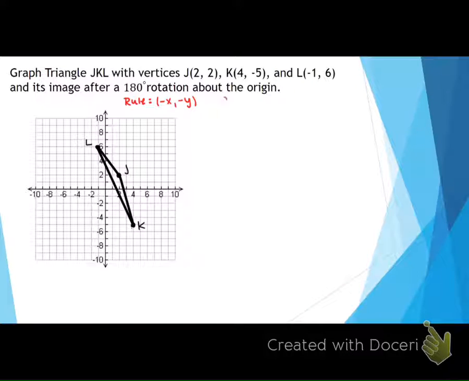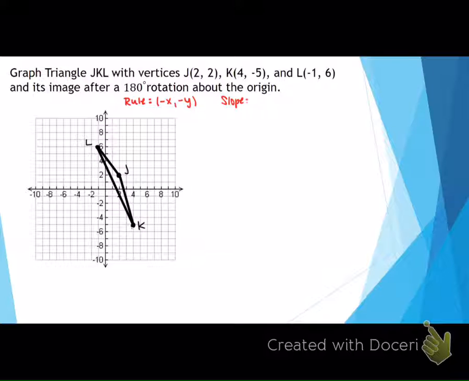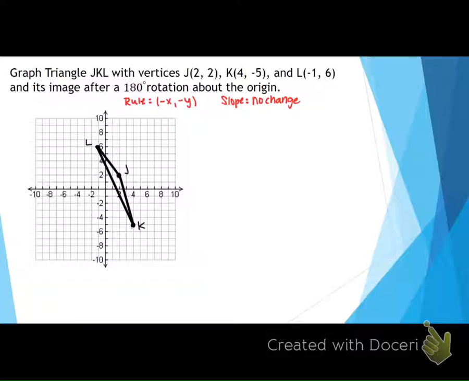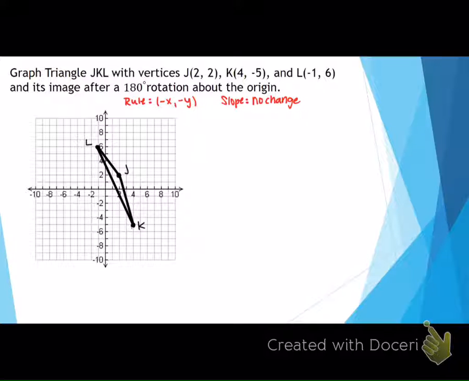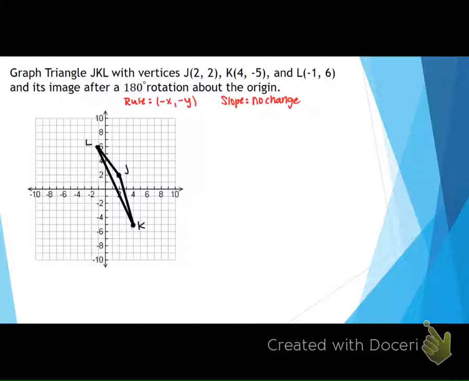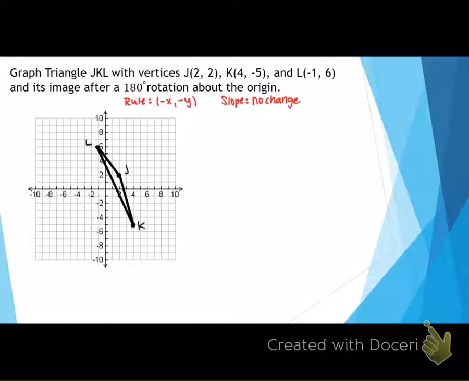If you're using the slope, should your slope change? Does your slope change with 180 degrees? No change. You just need to know where you're going. So if I know where I'm going, that helps. So Lindsay, if I'm going 180 degrees, where would point L end up? 1, 2, 3, or 4? 4. Yeah, because you're going 2 quadrants away, so L should end up here.